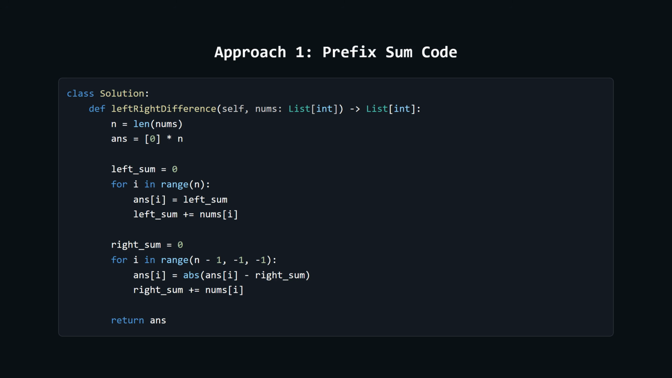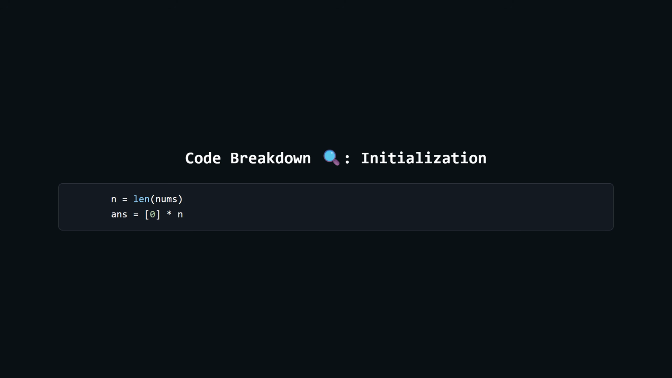Here is the full Python code provided in the Leetcode editorial. It looks super clean, but let us break it down into smaller pieces so it is crystal clear. We start by figuring out how many numbers we have, which we store in n. Then, we create an array called ans filled with zeros, exactly the same length, to hold our final answers.